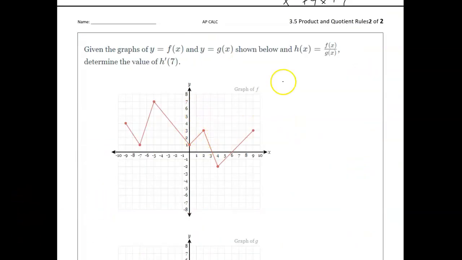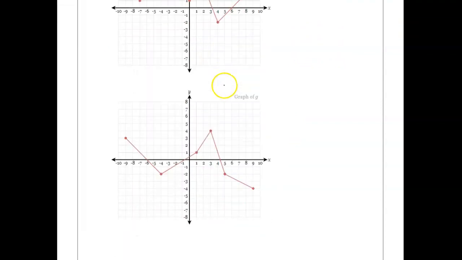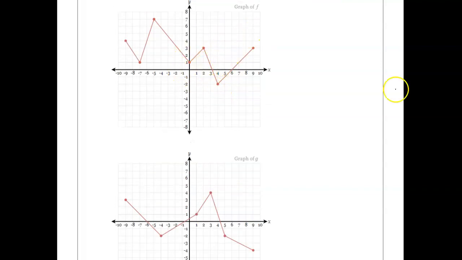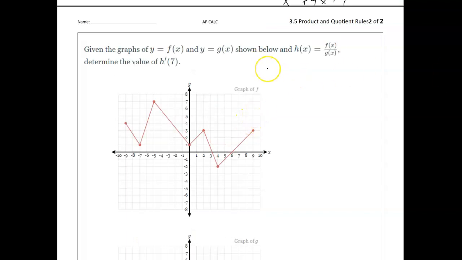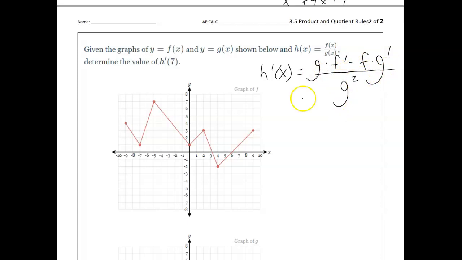Okay, so here we have h of x is f of x over g of x, but all we know about f and g is their graphs. They're little linear piecewise functions, so we know that they have slopes and y values, but we don't know the formula for them. Because I have a quotient, the first thing I'm going to do is write the quotient rule from the front, using shorthand: g times f prime minus f times g prime, all over g squared. I think that's useful shorthand. We know what we mean, right?